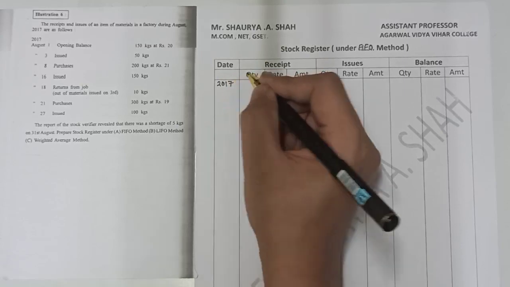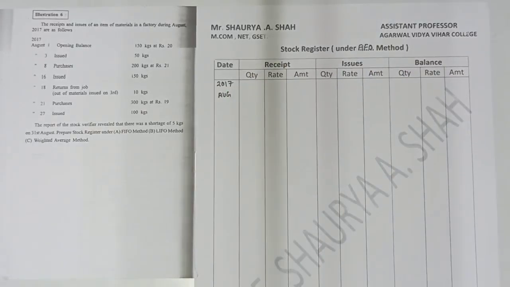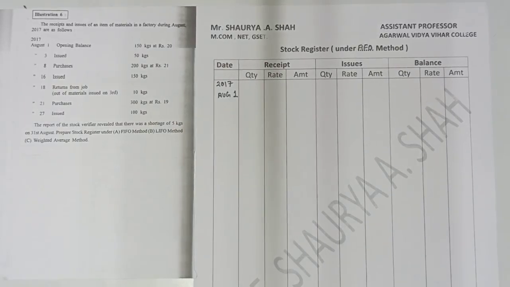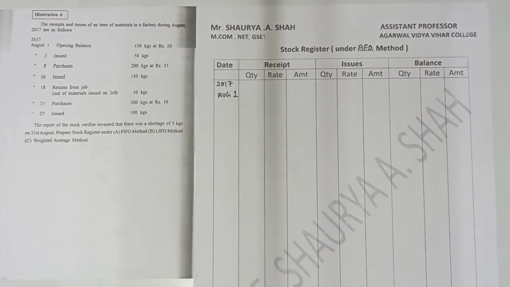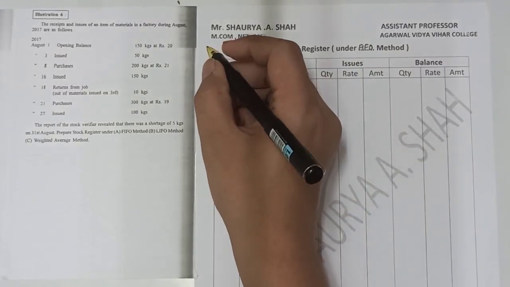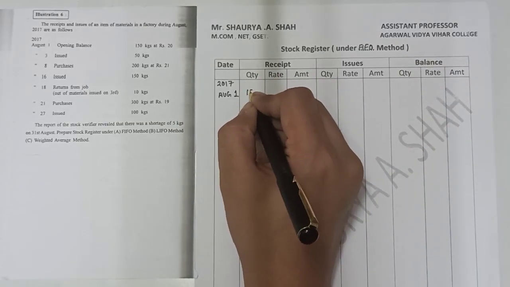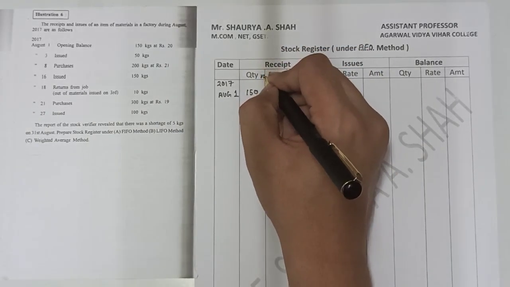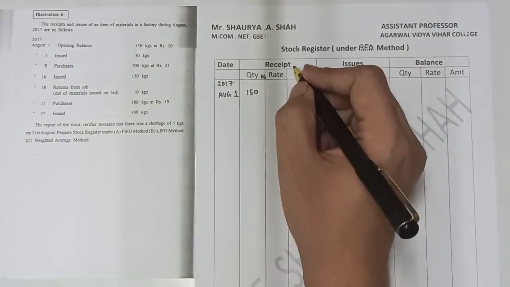The year is 2017, month is August and date is 1st. So on 1st August, students, you have the opening balance. Please write down the opening balance in quantity: 150 kg at 20 rupees. So in quantity 150. I can write kg here, so there is no need to write it every time. So 150 kg and the rate is 20.